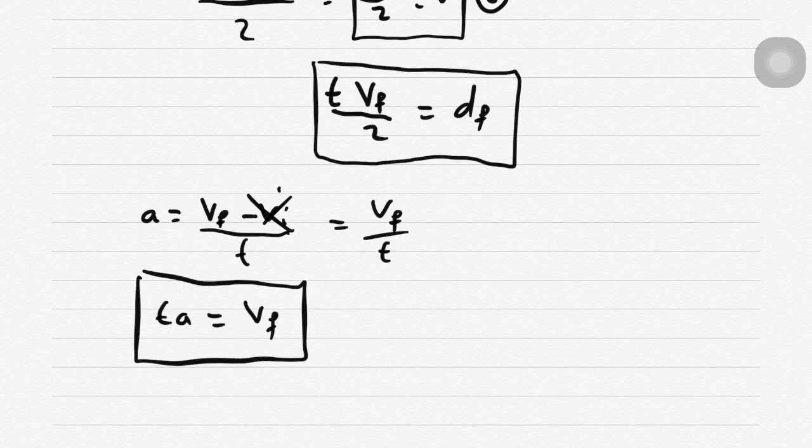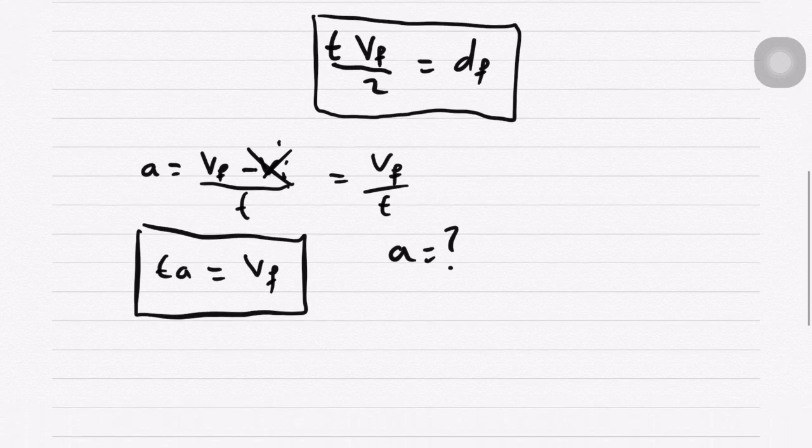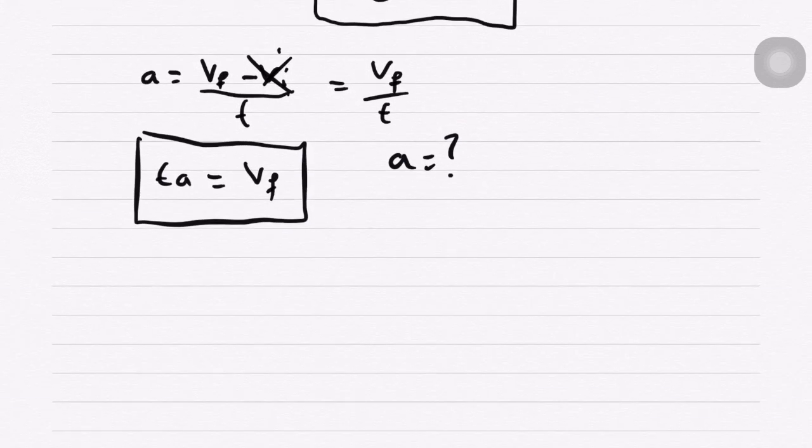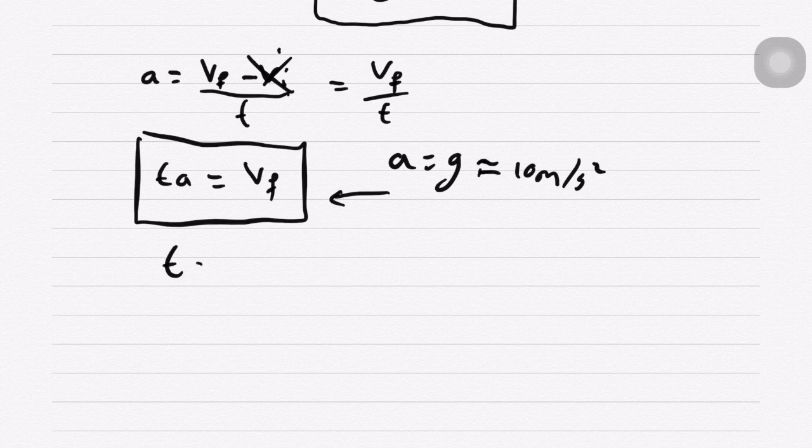Okay, and what is a? Because the object is dropping near the surface of the Earth, a is actually equal to g, I'm sorry about that. a is equal to g, which is equal to 9.8 meters per second squared, but I'm going to use approximately 10 meters per second squared, okay? So I can replace a in this equation: instead of a, I just say tg equal to VF. Okay, now it starts to look close to what we have on top.